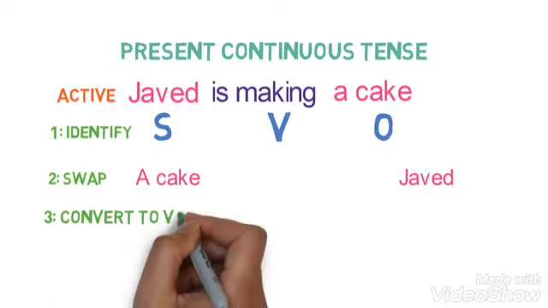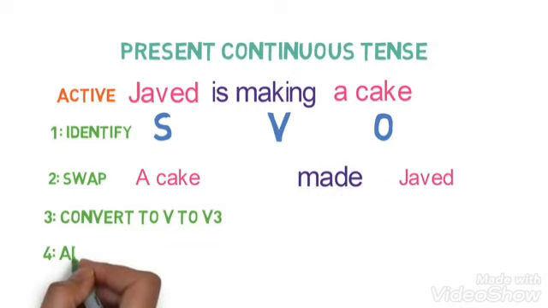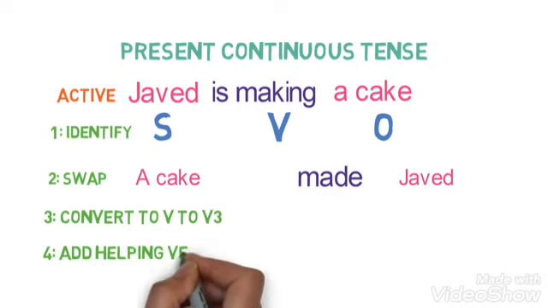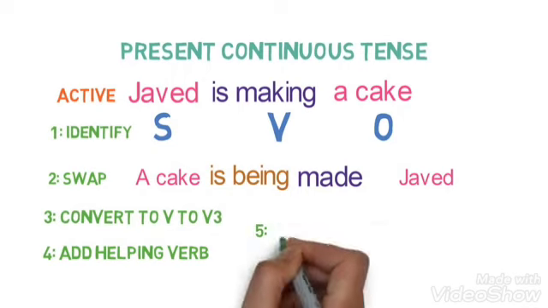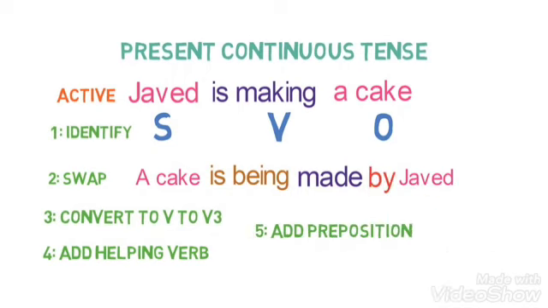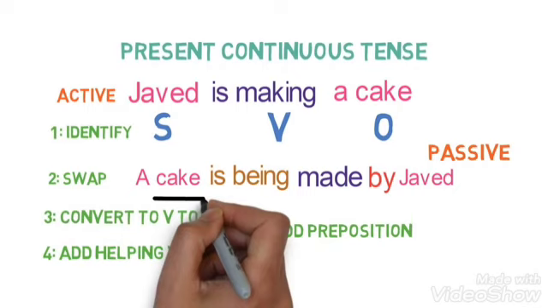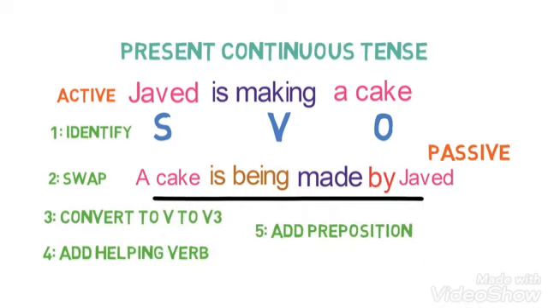Third one, convert V1 form to V3. Add helping verb. Fifth one is add preposition. Now the sentence is "A cake is being made by Javed." The exact passive sentence.